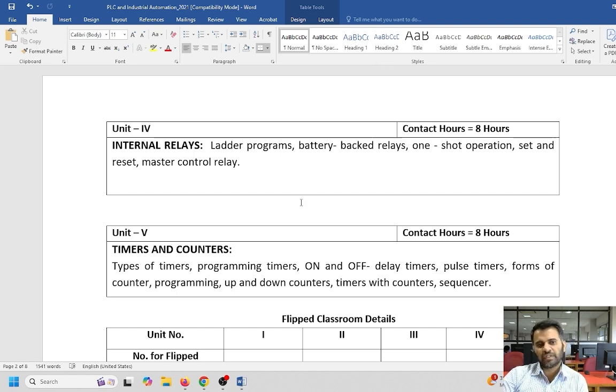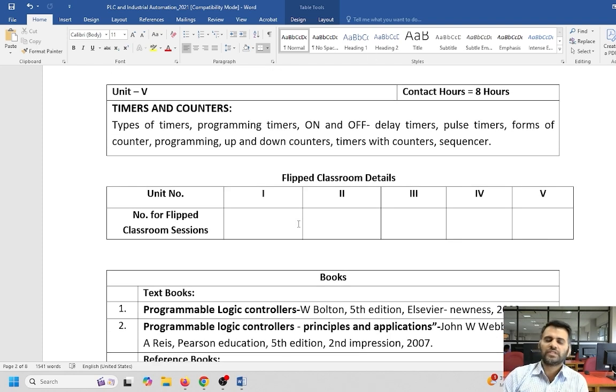Okay. Coming to Unit 5, we have timers and counters, which are the basic blocks of the PLC, basically used in the control of operations of a particular process. We have different types of timers associated with PLC. Then we have programming timers, on-off delay timers, pulse timers, etc. In counters we have up counters and down counters, and we also have a sequencer, which is incorporated in a particular industry in order to sequence the operation.